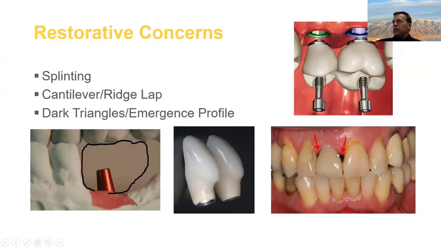Obviously, this is a case where if we do a nice custom healing abutment and shape up that tissue, then all we have to do is hold it with the crown. We're not trying to make it restoratively, which can be an important thing too.